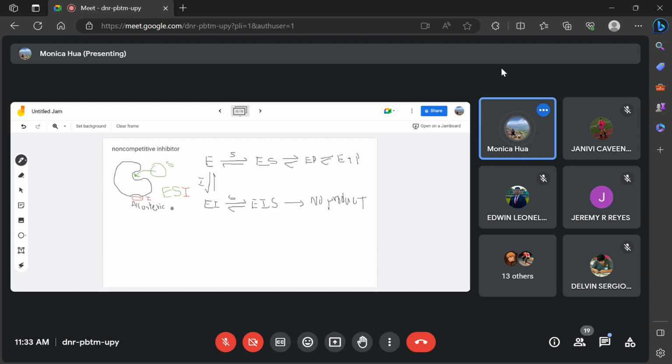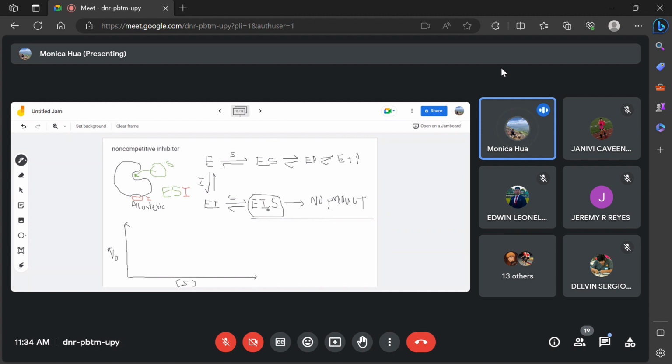Let's go to the graph now. So this basically renders the enzyme non-functional. So it's going to be slowing down the reaction. Let us see how it goes. All right. So this is V.